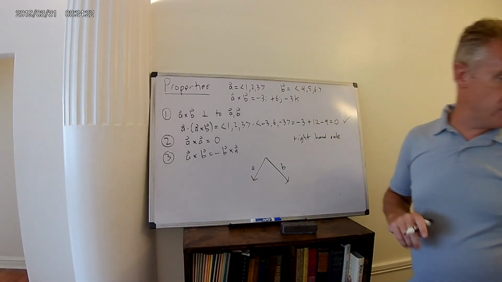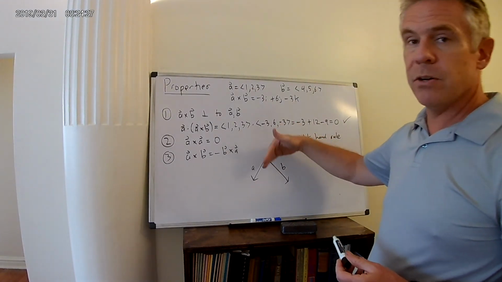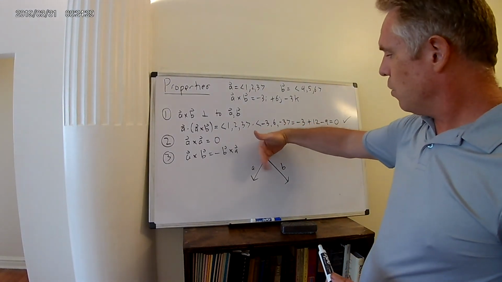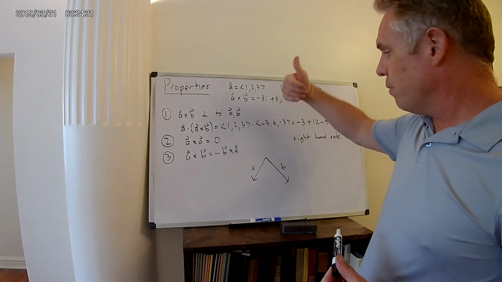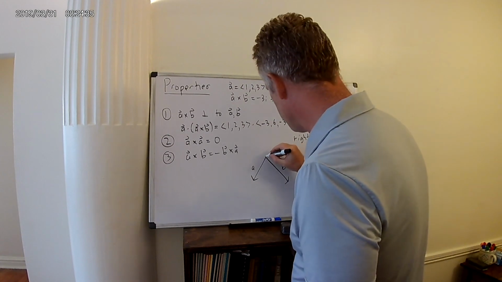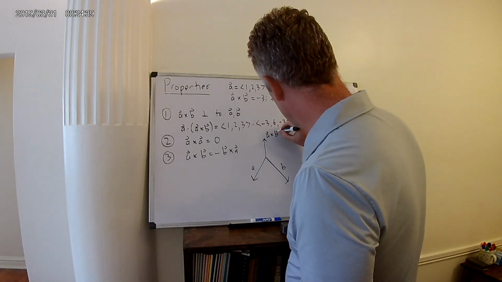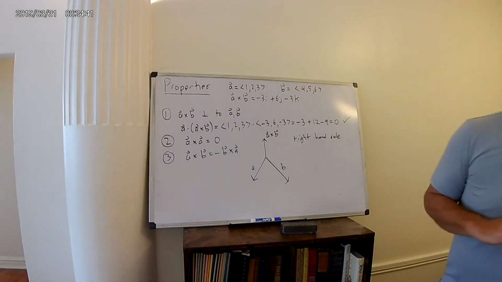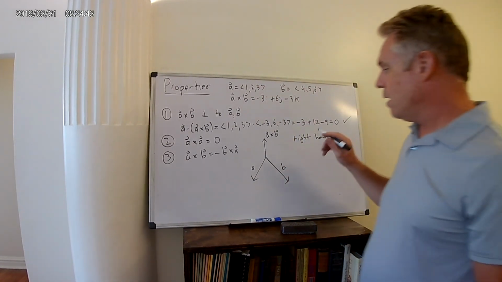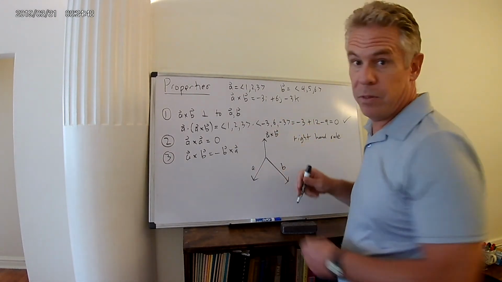The right-hand rule says that you place your fingers in the direction of A, you curl them in the direction of B, and your thumb will point in the direction of the cross product. So in this case, the cross product will point up like this. So this would be A cross B. So that's the right-hand rule. And keep in mind, these two vectors are not necessarily perpendicular, but this vector is perpendicular to both of these vectors.